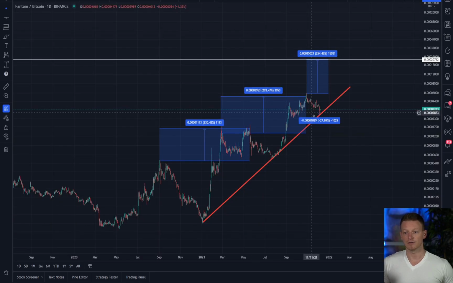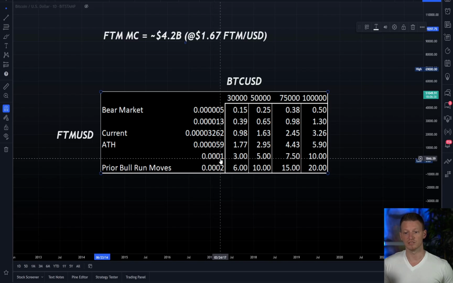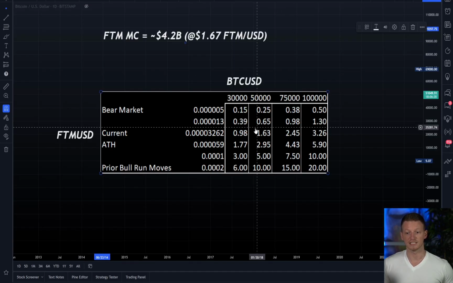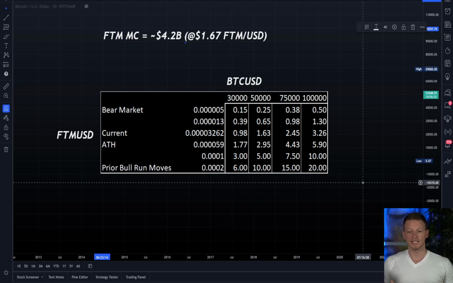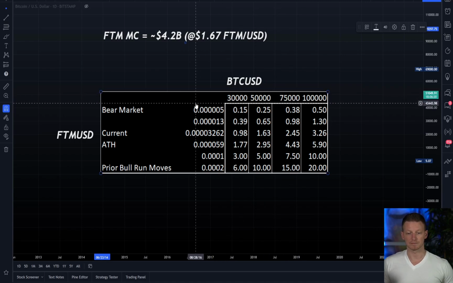Okay. Now we'll also look at a number in between there saying that we don't get all the way up to that value. So that's a value of 0.0001. So only about half of our prior moves. So this would be about 125% move if we got to 0.0001 against Bitcoin. So then that gives us this range of values depending on where you think the price of Bitcoin is going.